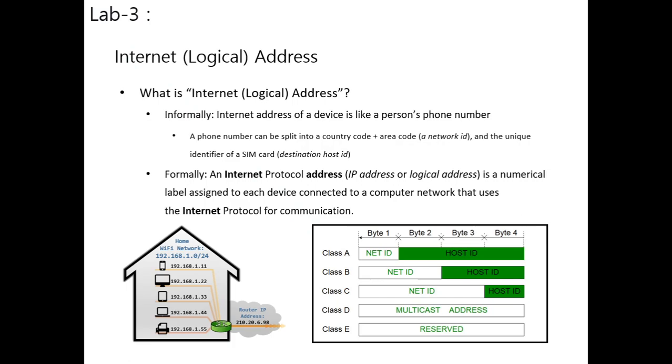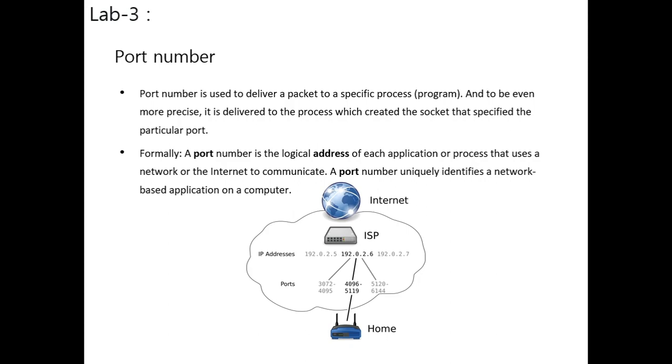And then there were 2 different kinds of representing IP addresses, classful and classless. Then there was the second part of the internet address, which was the port number. The port number was not the address of your computer inside the network. Rather, the port number was the address of the process that has created that specific socket. It is used to deliver a packet to a specific process or program.